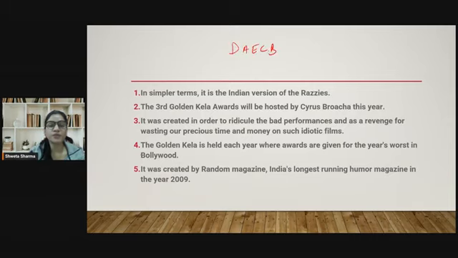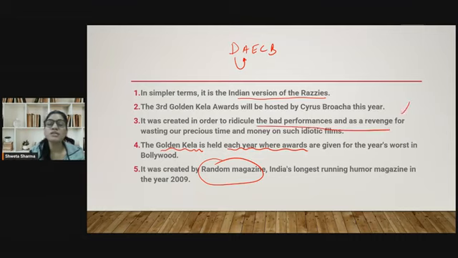How do we get this? We know the opening sentence is Golden Kela is held each year, which says that every year it's being held where awards are given for the year's worst movie in Bollywood. Then what is it? It is nothing but an Indian version of the Razzies. We try to explain it further in A. Then E says, why was it created? C says it was created in order to ridicule the bad performance. And then eventually comes the third Kela Awards, which will be hosted this year. So we have DACB as the final sequence.